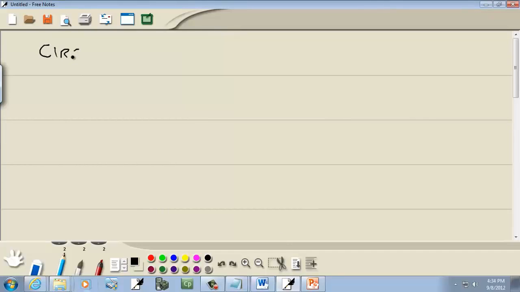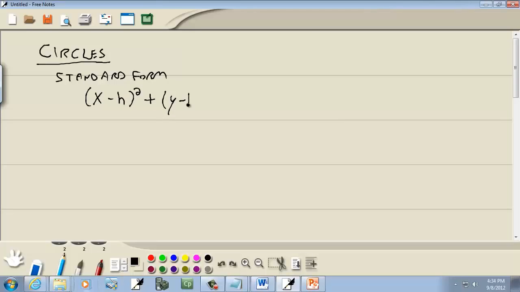This is circles. And we have our standard form that looks like this: (x - h)^2 + (y - k)^2 = r^2. And if we have it in that form, our center is going to be (h, k), and our radius will be r.